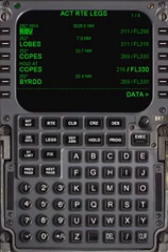RTA or required time of arrival allows the VNAV system to target arrival at a particular waypoint at a defined time. This is often useful for airport arrival slot scheduling. In this case, VNAV regulates the cruise speed or cost index to ensure the RTA is met.